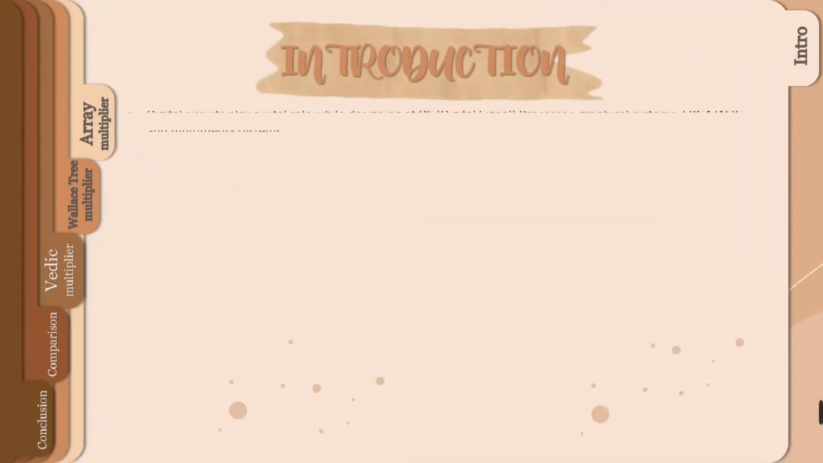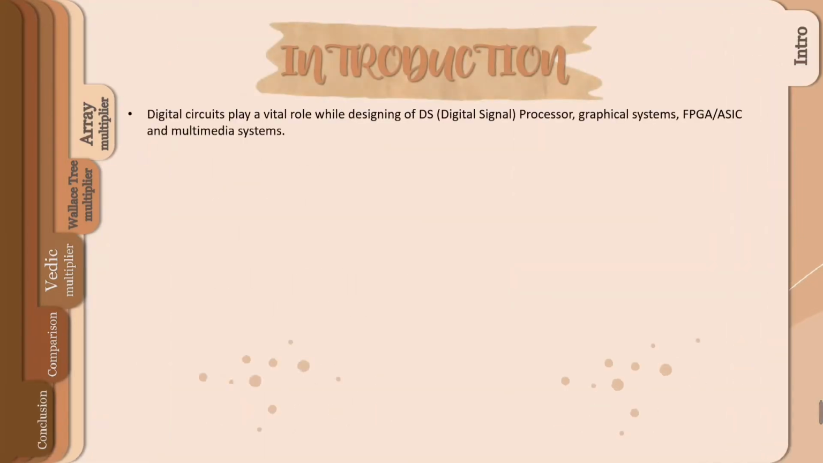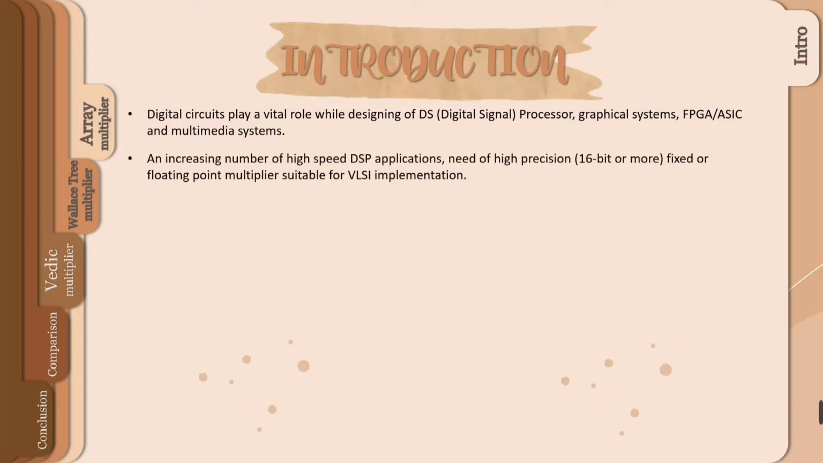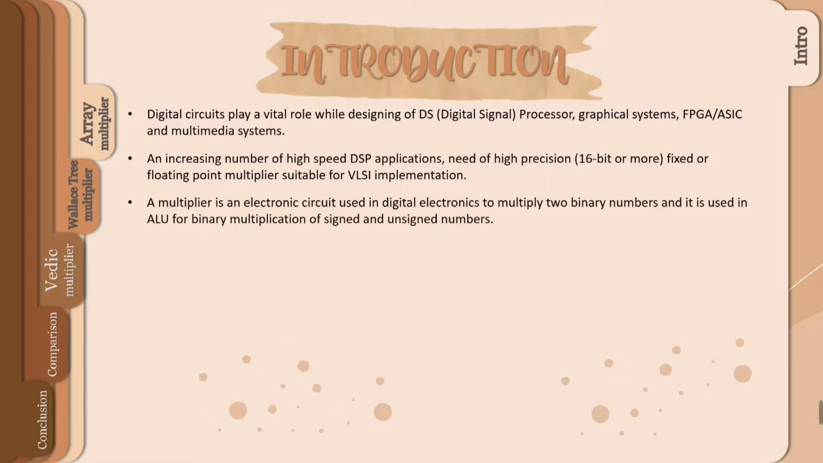Nowadays, digital circuits play a vital role while designing digital signal processors, graphical systems, FPGA or ASIC, and multimedia systems. An increasing number of high-speed DSP applications need high precision fixed or floating point multipliers suitable for VLSI implementation. A multiplier is an electronic circuit used in digital electronics to multiply two binary numbers, and it is used in ALU for binary multiplication of signed and unsigned numbers.